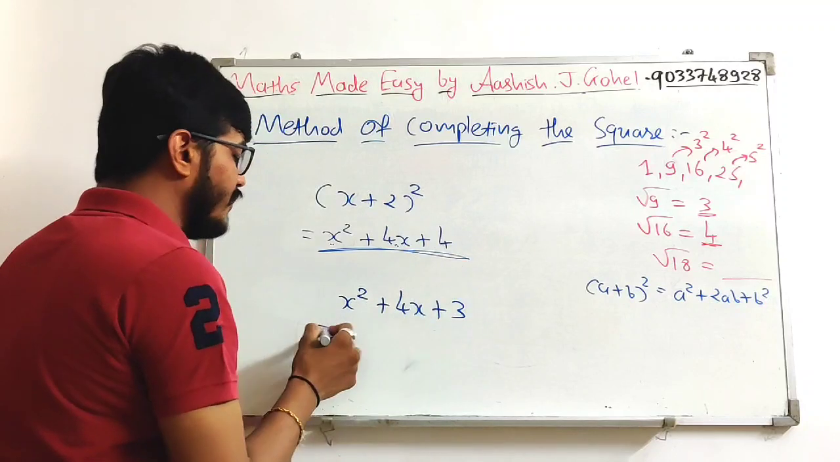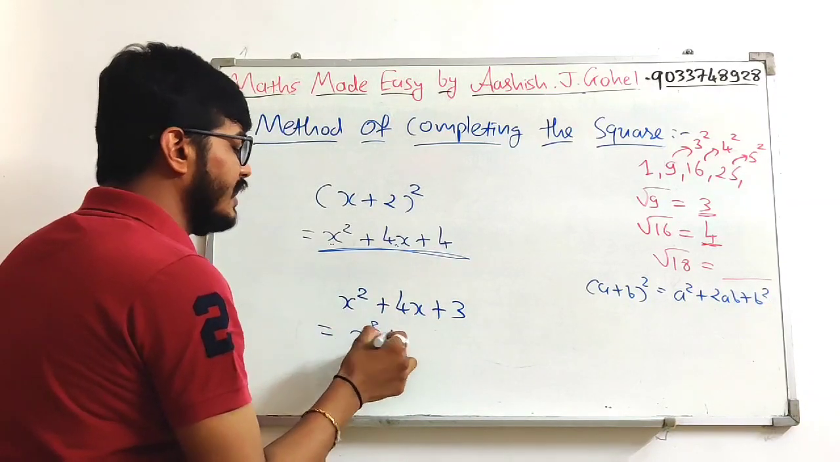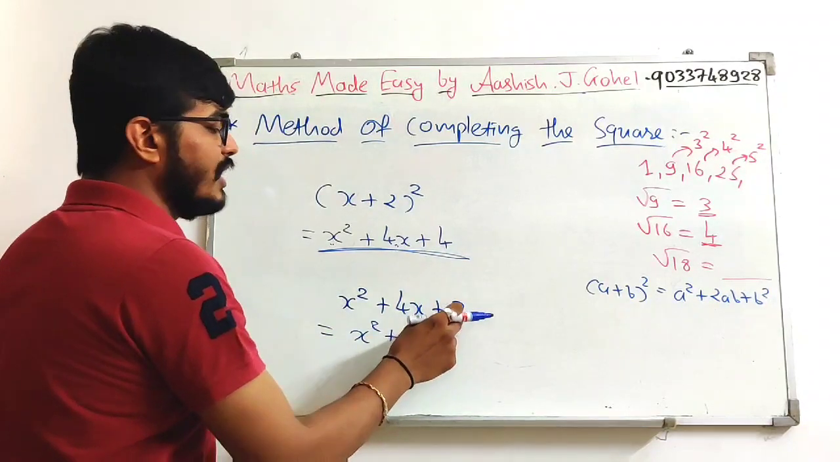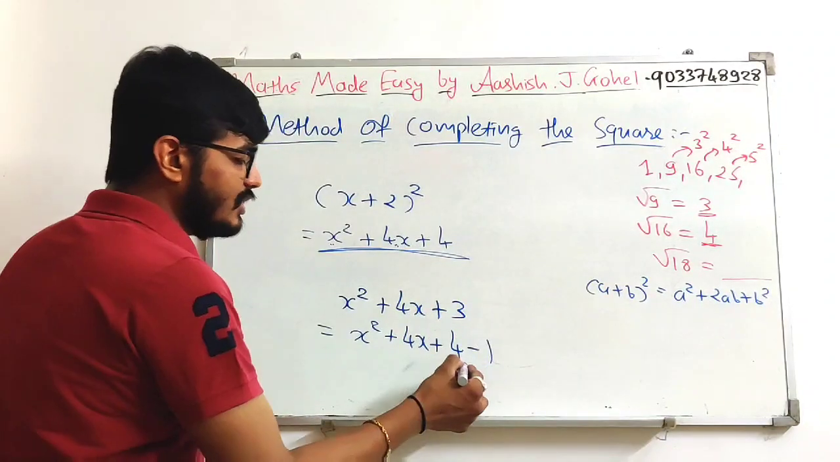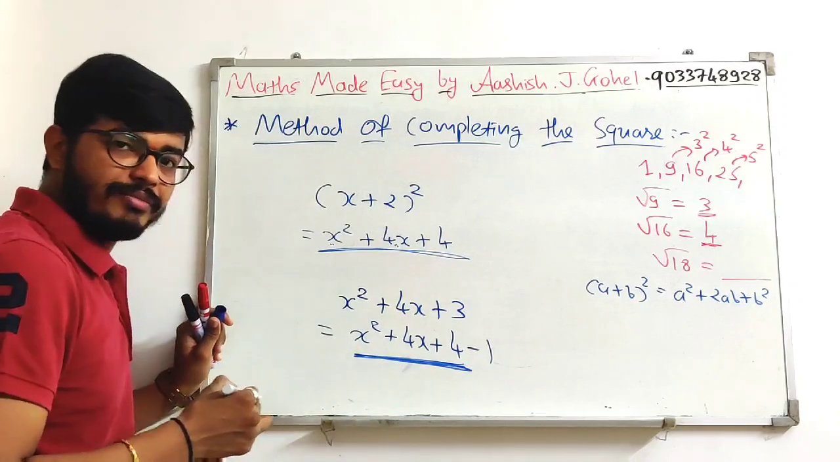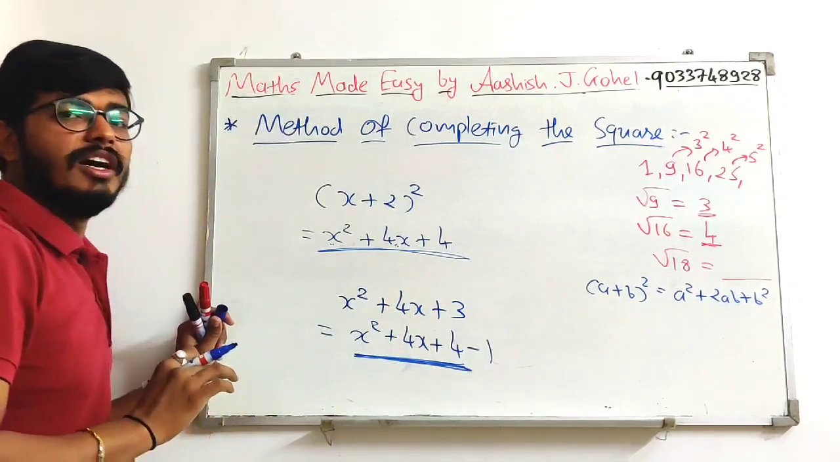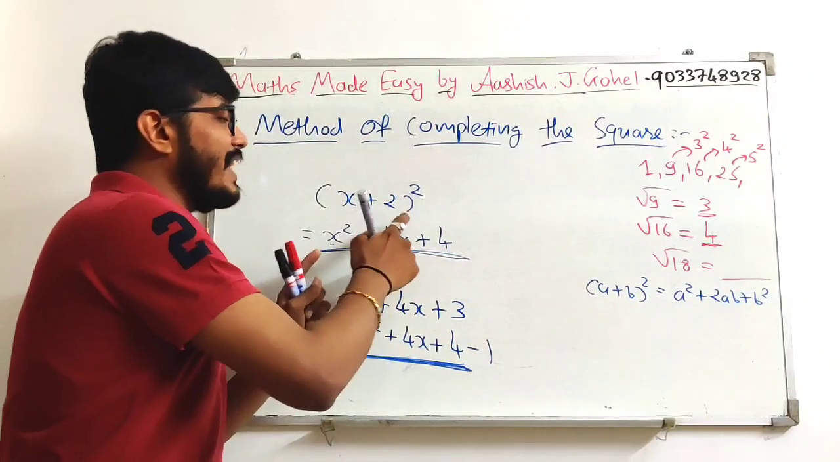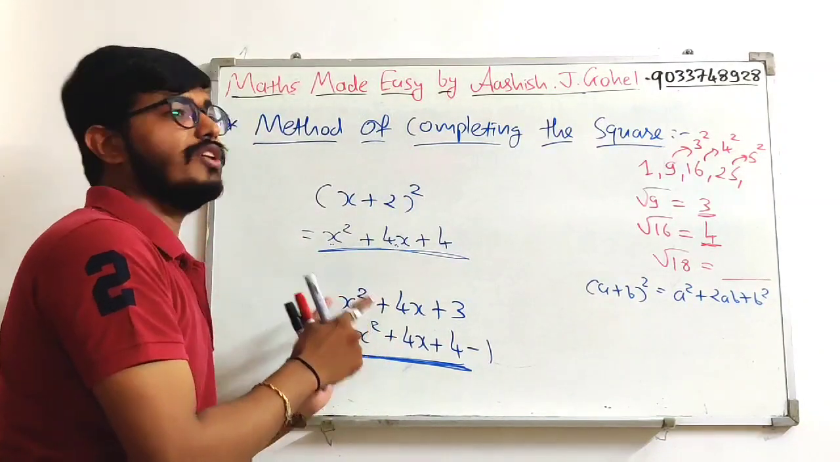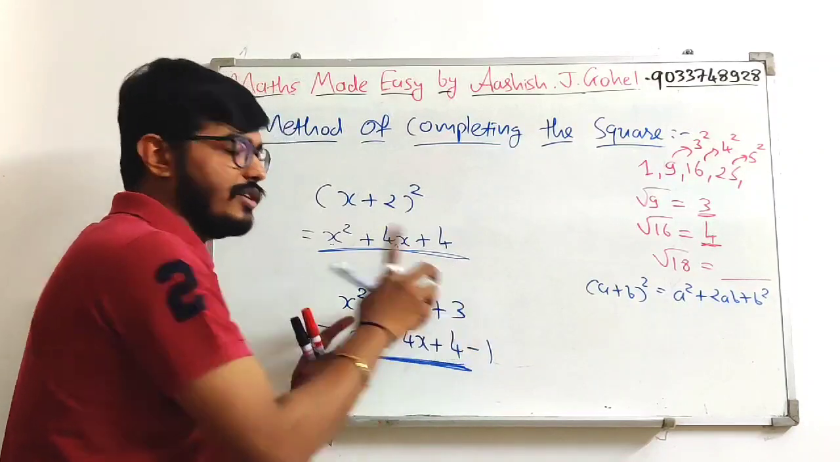So if I want to make this equation a perfect square, then I need to change the last term. Instead of 3, if I write 4 minus 1, then the 4 makes the expression a perfect square, and minus 1 is the remaining term. Are you getting my point? So to make any equation a perfect square, we need to change the last term.